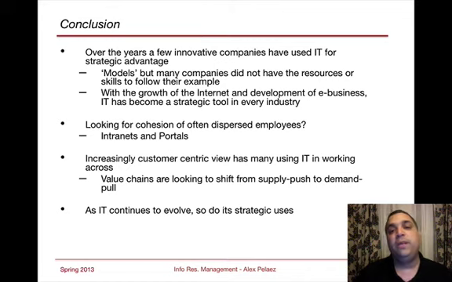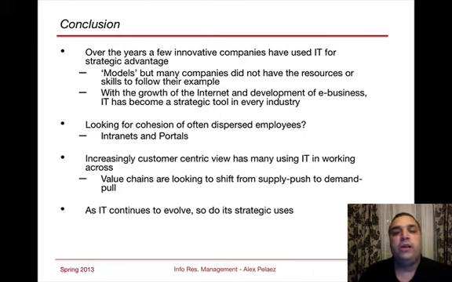They're models, but many companies don't have the resources to do what they do or follow the example. So with the growth of the internet and development of e-business, IT has become a strategic tool in every industry. But again, you have to make the argument of what do you define as strategic, and is it really just another tool? Again, that's a little bit more of a preference in how you interpret strategy.